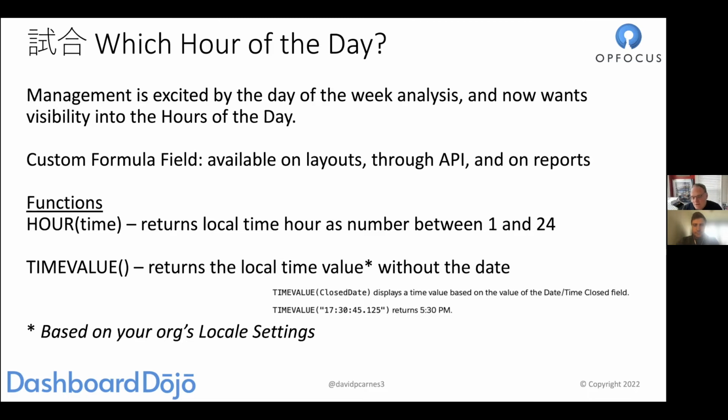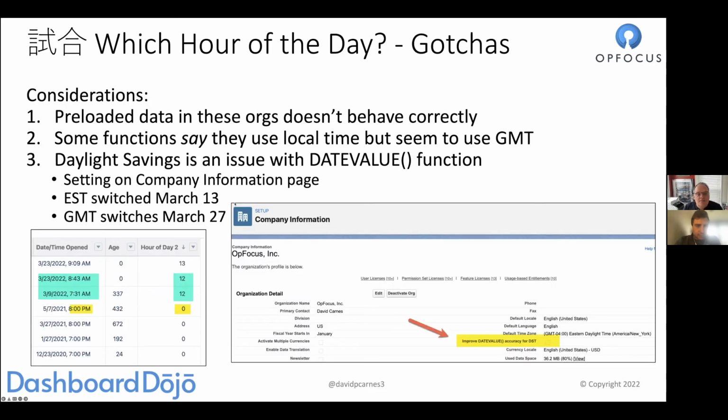There's another quirky thing that is true when reporting on hours. Salesforce says in the help that the hours shown are based on your org's locale settings, but I actually think what it's showing is Greenwich Mean Time. There's another quirky thing that has to do with daylight savings. So a couple of considerations here: the preloaded data in these orgs doesn't behave correctly. That's the first thing.